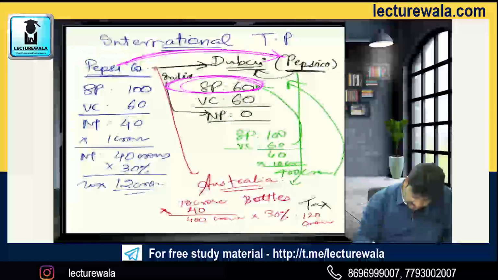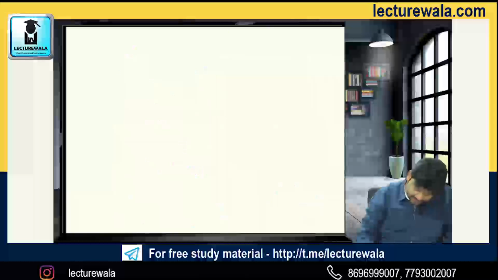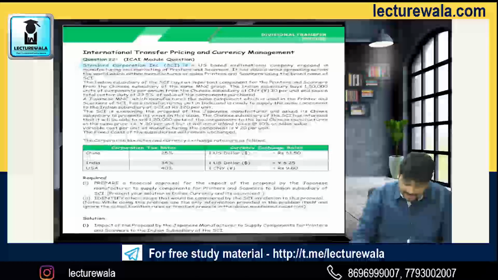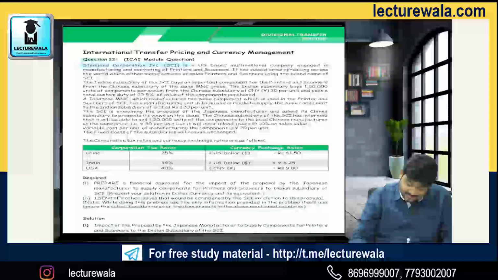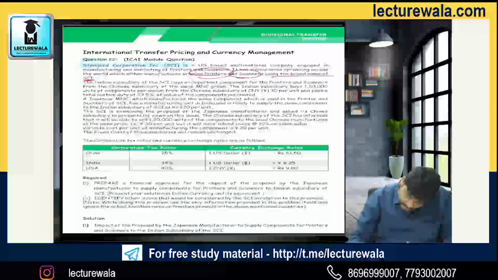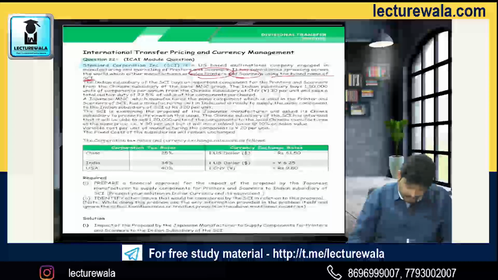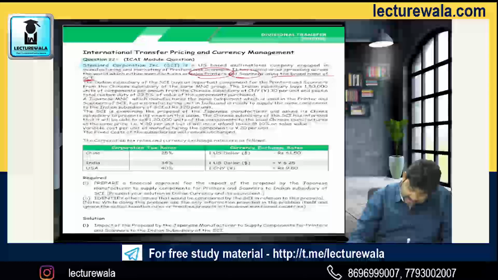So let us start. So here we are, an international transfer pricing question, and this question is in your module as well. SCI is a US based multinational company engaged in manufacturing and marketing of printers and scanners. It has subsidiaries spreading across the world which either manufacture or sell printers and scanners using the brand name of SCI. The Indian subsidiary of SCI buys an important component for the printers and scanners from the Chinese subsidiary of the same MNC group. What is happening, do you know?